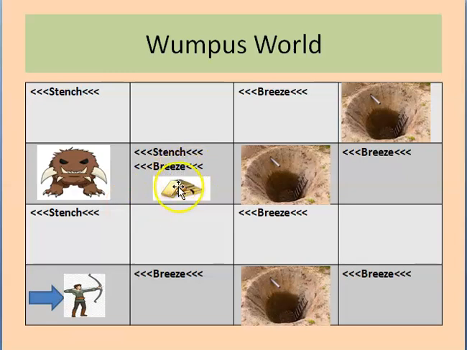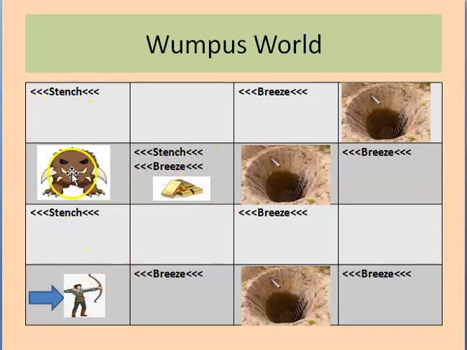One is either he finds gold, or he is able to kill the Wumpus with his bow and arrow, and he has only one arrow. That means he can attempt to kill the Wumpus only once. And if he does not kill the Wumpus, then the Wumpus is going to eat him up.